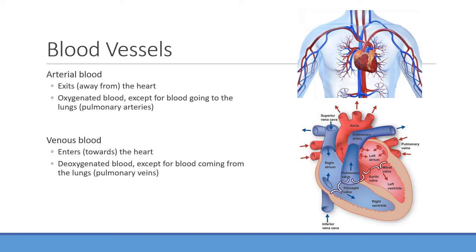On the other hand, venous blood is going to be anything carrying blood to the heart. Usually it's deoxygenated, except for the pulmonary veins. They're going to be carrying oxygen-rich blood because they have just left the lungs, coming back into the heart, to the left side of the heart.